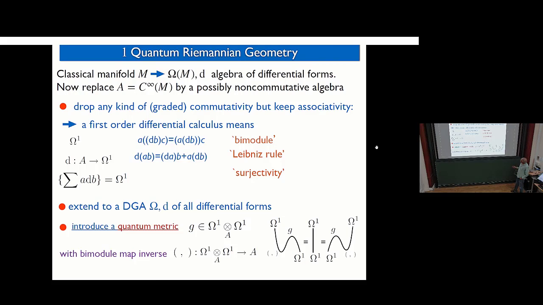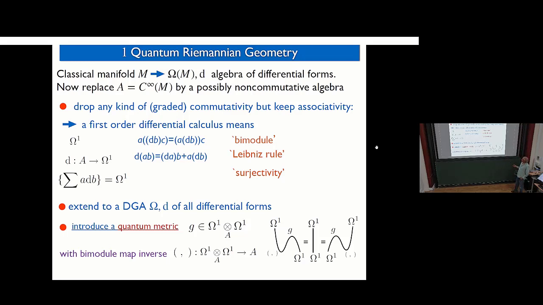And of course, omega 1 should be spanned by things like this. So these are the axioms of the first order differential calculus. Now, if you're starting with a spectral triple, then you can recover a kind of calculus from it. But in our approach, this is the starting point. So we're going to build up geometry layer by layer, starting with the differential calculus, then the metric, etc.